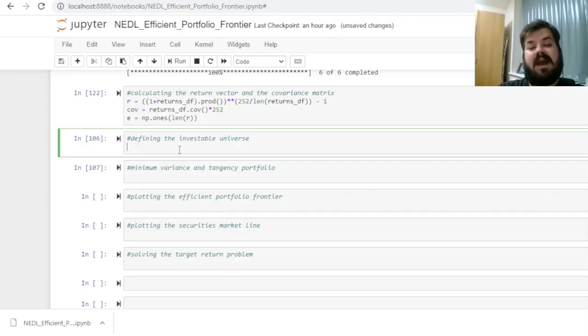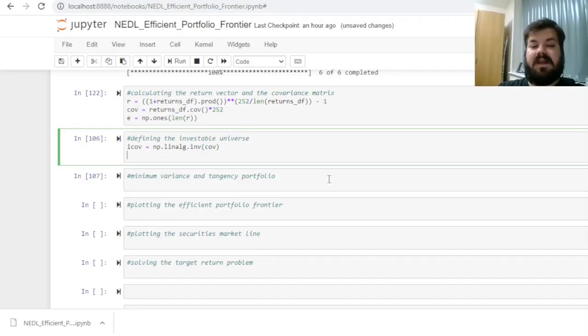Now we have to use the vectors that we've just defined and the covariance matrix to define the investable universe as per the Merton matrix model. First of all, we need the inverse covariance matrix, ICOV, that can be calculated using NumPy linear algebra, so np.linalg.inv of the covariance. Having calculated this, that would be a NumPy array of 6 by 6, as it is the same dimension as the input. This particular function does recognize pandas data frames as inputs, so it's pretty flexible overall.